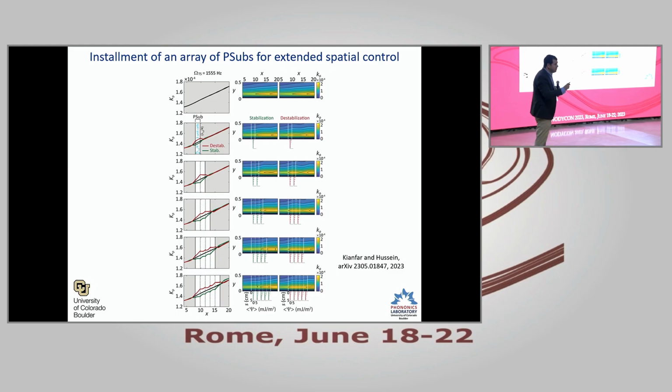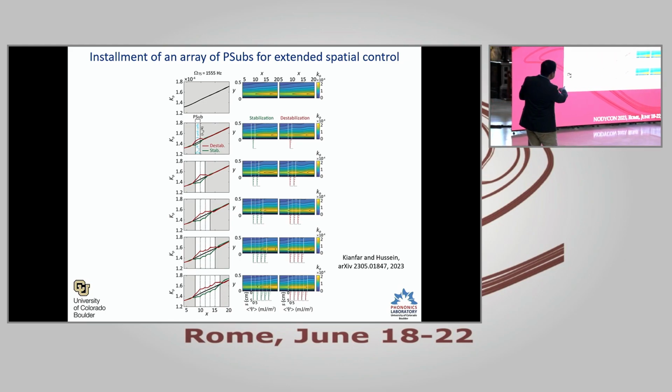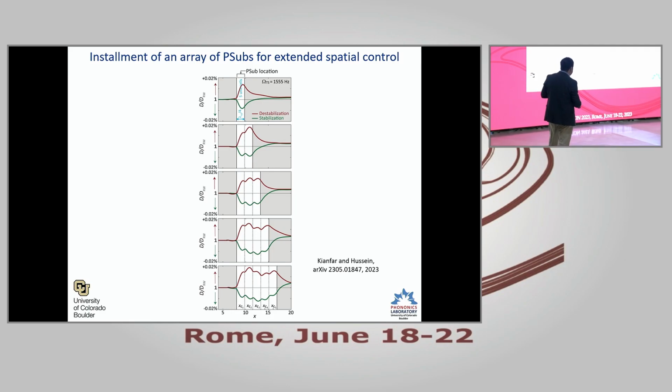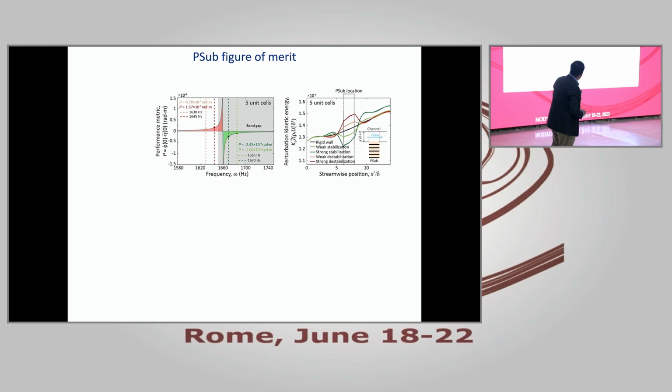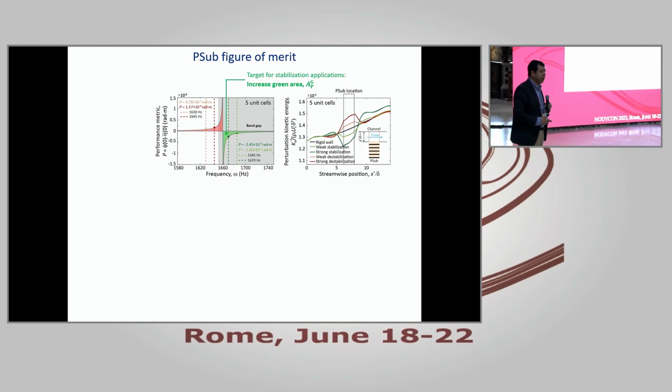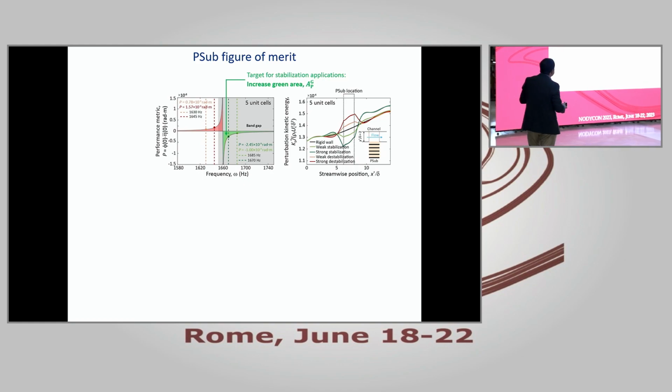We can then extend this to multiple PSubs. Suppose we want to cover the full extent of a wing, for example, and you can see it's self-explanatory. You can see that we can extend the effect across multiple PSubs, and we can also extend the friction drag reduction across multiple PSubs.